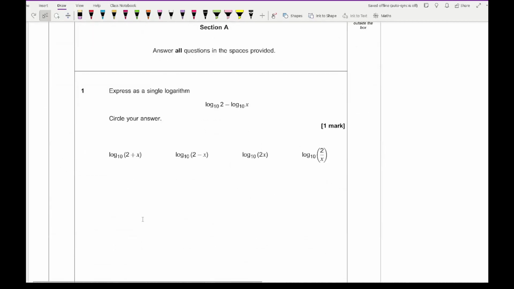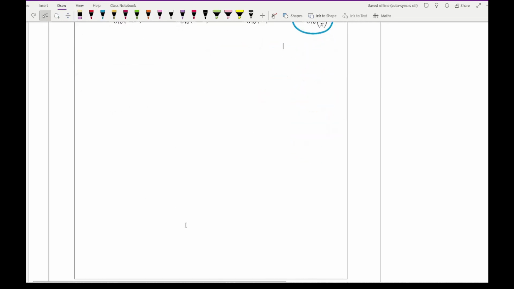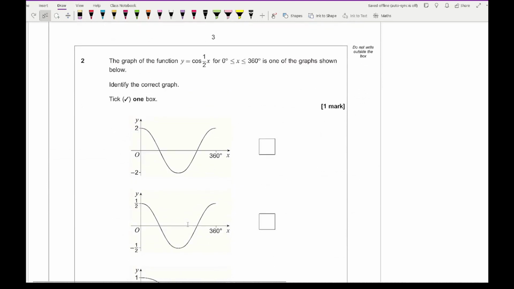So looking at question 1, it says express as a single logarithm, and we've got log to the base 10 of 2 minus log to the base 10 of x. Now as our bases are the same, we can combine these two logarithms into a single logarithm, and just write there a 10. And what do we do when we've got indices and we take away? Well, we take away the powers when we're dividing, so that's going to be 2 over x, which is our fourth option.